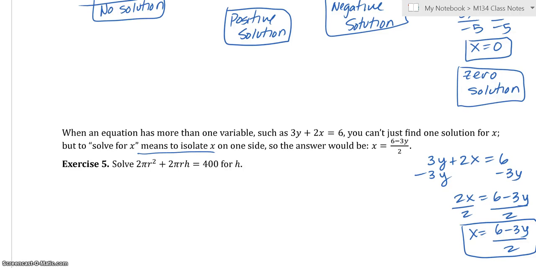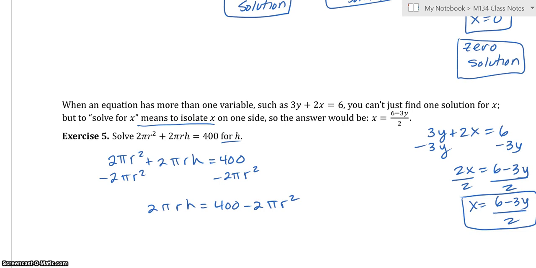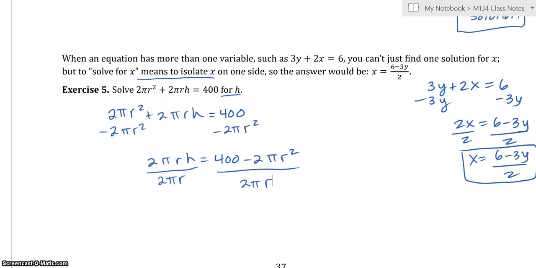Here's the answer. I want to solve for h. So first I subtracted over this 2 pi r squared. Don't let the ugliness confuse you. And then we're going to do just like we did over here, divide by the coefficient. And the coefficient is everything in front of the h. So it's 2 pi r, 2 pi r on this side, 2 pi r on this side. I'm not even going to bother to try to simplify that.